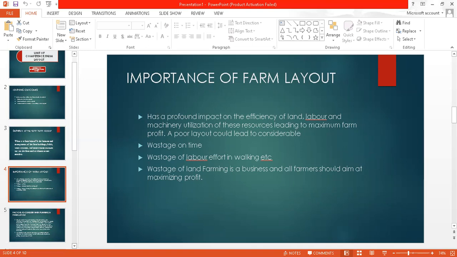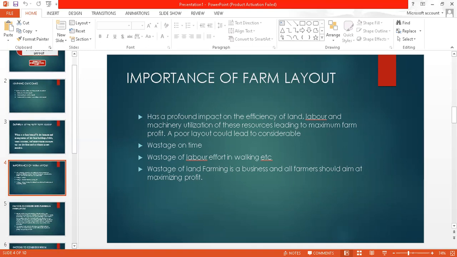What basically we are saying is having a farm layout helps have an impact on the efficiency of land. It also helps in reducing wastage of time, so you can move from one place to another. It also helps in reducing the wastage of labor, especially from walking. For example, when you want to cut your napier grass, you don't have to walk long distances to the cow shed or the cow unit. The napier grass should be near the cow unit. And also wastage of land. As farmers, of course, we should aim at maximizing profit. So we need to have a good farm layout in order not to waste land.